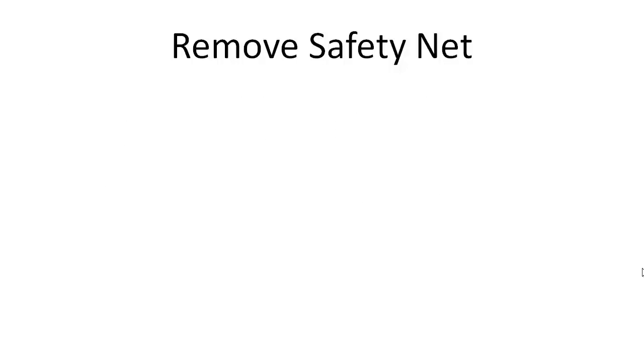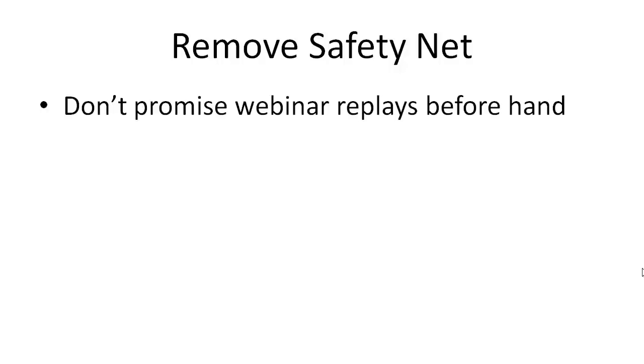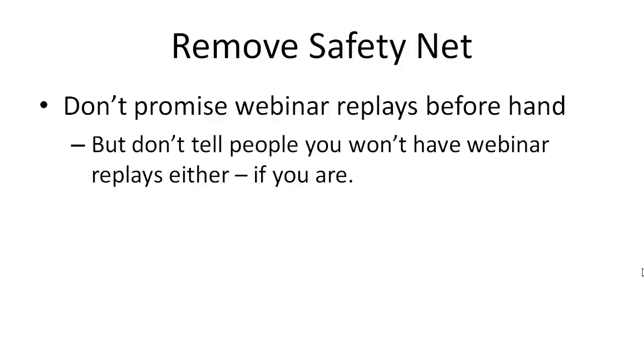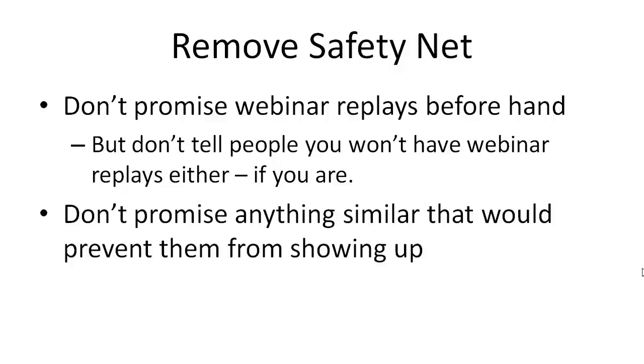Another thing you want to do is remove the safety net. What I mean by that is this. Don't promise webinar replays beforehand. If you think about it, a lot of times we don't attend the webinar, not because we don't want to, but because we know that there's a webinar replay and that typically is standard. Do not promise webinar replays beforehand, and by doing that, people will most likely show up so that they don't miss your content. But at the same time, like I said earlier, don't tell people that you're not going to have a webinar replay if you are. And don't promise anything similar that would actually prevent people from showing up.